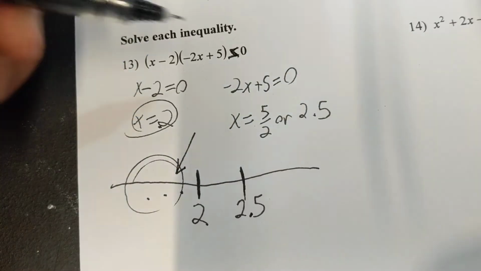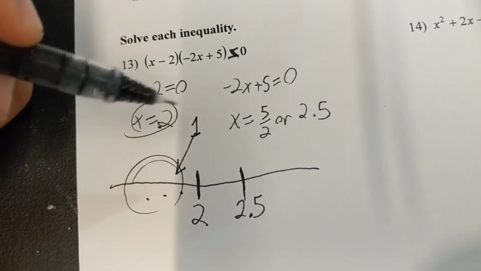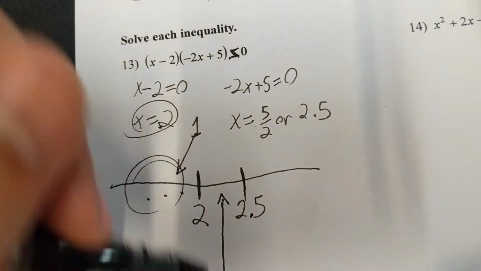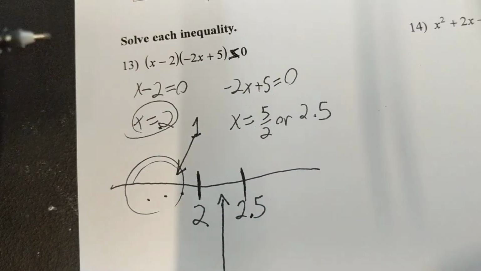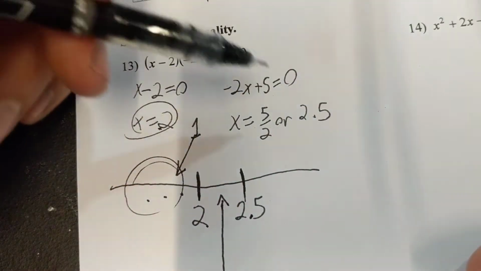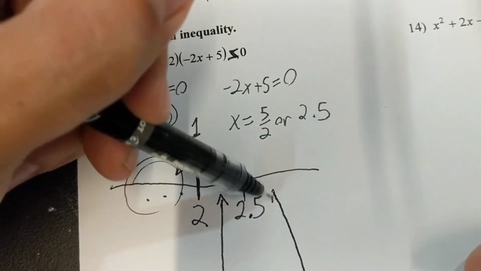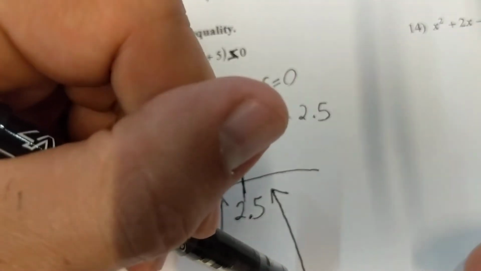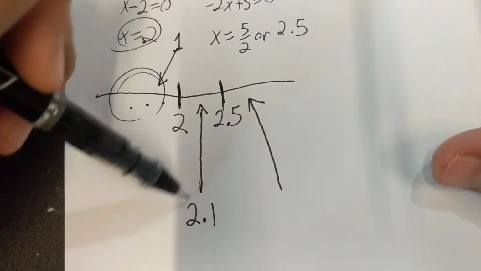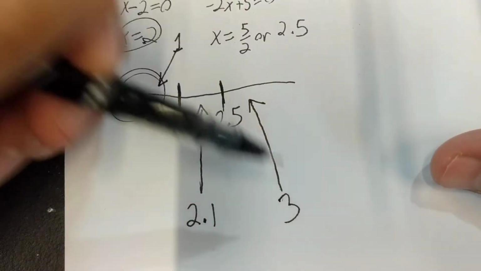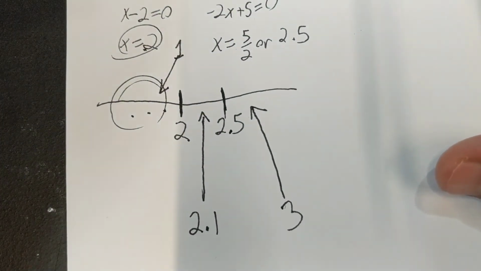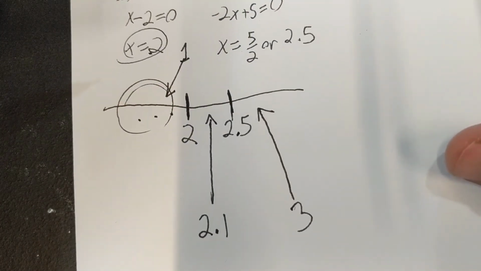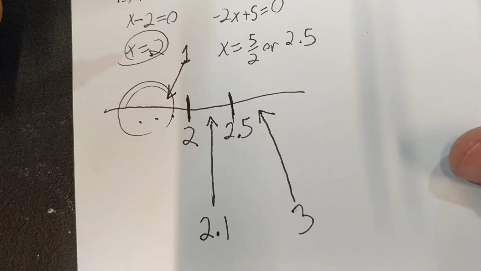A number to the left of 2 would be like 1. A number in between the two of them, between 2 and 2.5, we could do 2.1, or 2.25 or something. And something on the other side of 2.5 would be like a 3. We'll test them all in the original expression and see which ones end up being greater than 0 and which ones are less.